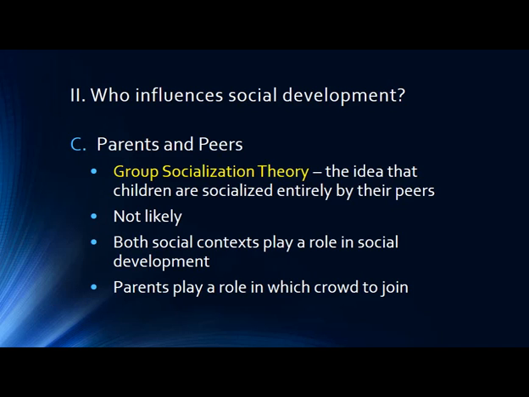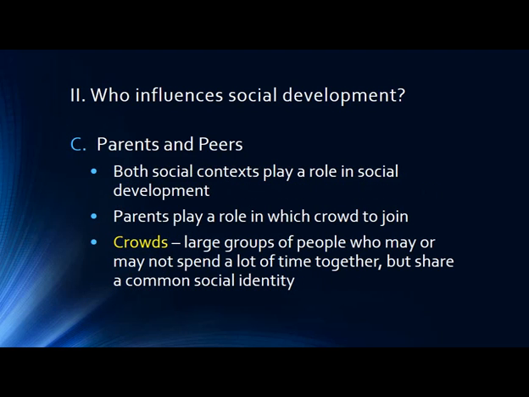So the peer group is important, but the parents themselves are likely to have influenced what the peer group ends up being, right? When we talk about crowds from a childhood development perspective, we're talking about what kind of group are you running with, right? What's your posse or squad, I guess it is these days. So crowds are these sort of large groups of people, who may or may not spend a lot of time together, but share a common social identity. Then you may have a sort of core group of friends within that crowd. But as you start forming these friendships, that kind of crowd is who you end up forming those friendships with.